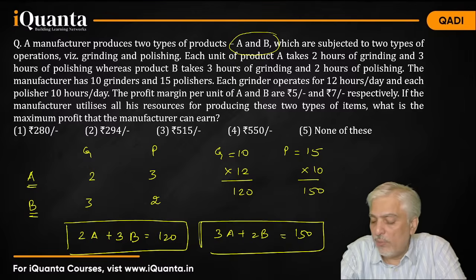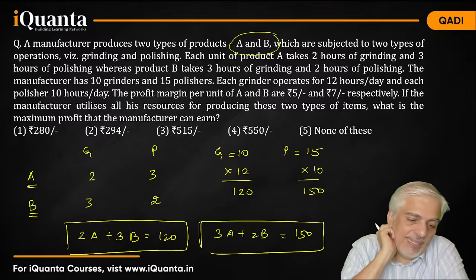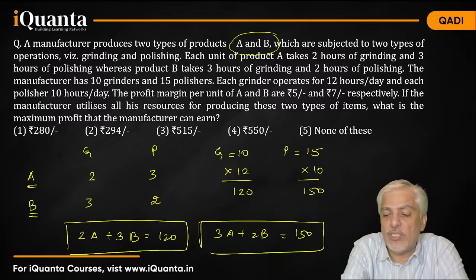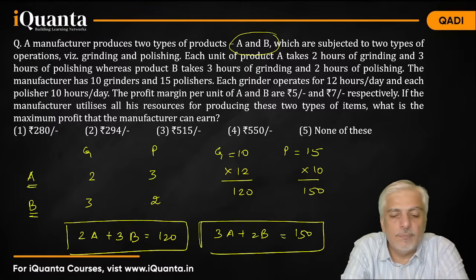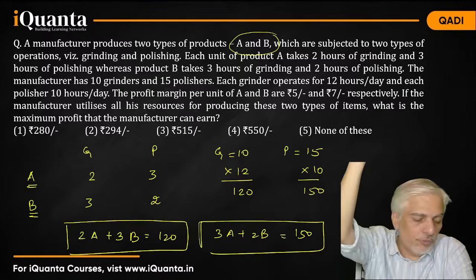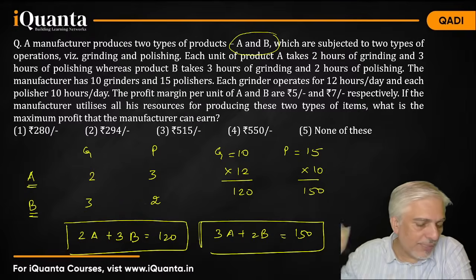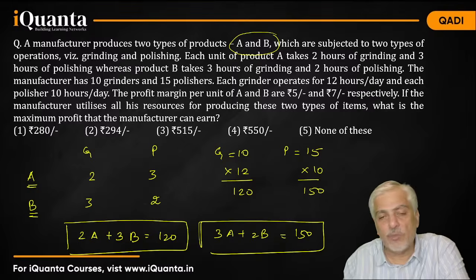If you solve these two equations, somebody just tell me in the chat what you are getting for A and B. If I add, I can do that way also. A lot of different ways you can do it. But just tell me what you're getting for A and B. Yeah, somebody's saying 42 and 12. So 42 is 84, 84 plus 36. Yeah, that's 120. So 42 and 12 is what we are getting.